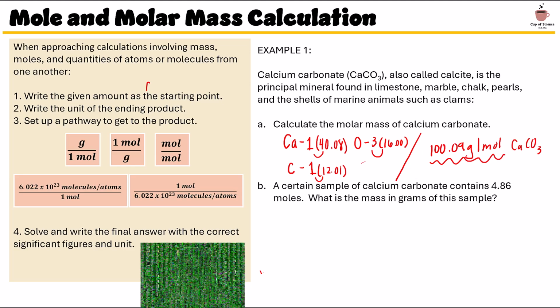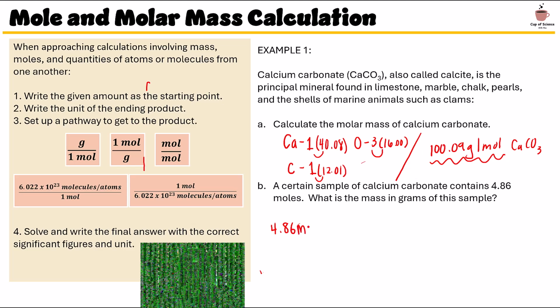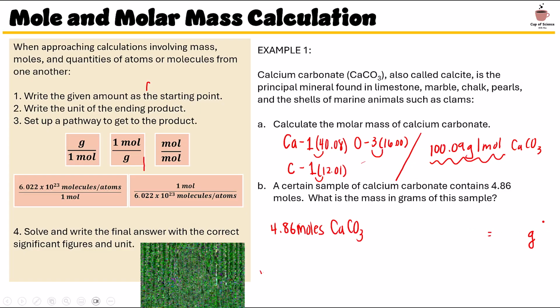Now the next question asks, a certain sample of calcium carbonate contained 4.86 moles. What is the mass in grams of this sample? So it's saying that you start off with 4.86 grams. Oh, I apologize, not grams, but moles, moles of calcium carbonate. And they want to know, well, how many grams is this? Okay, so I'm going to take you to the other side of the slide and show you what steps you need to take when you have a problem like this.